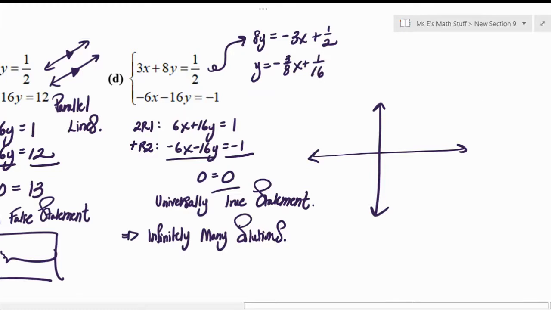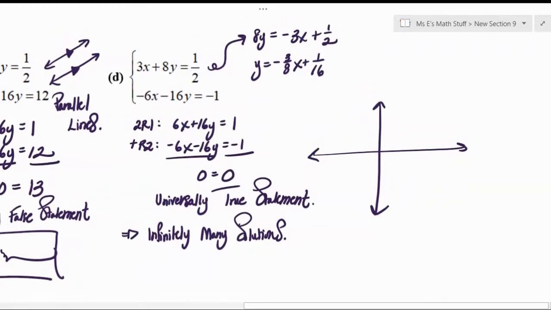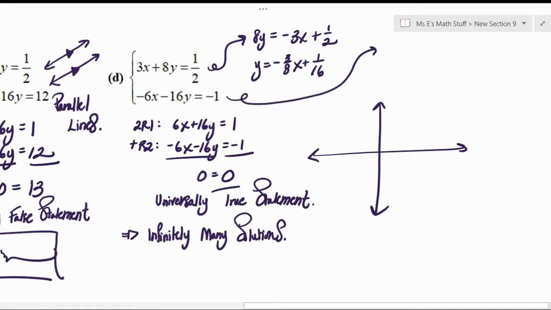There we go. So this is the equation of the line graph that you were given. And I want you to notice that if you were to do the same thing with row 2, just isolating y, and then divide both sides by -16, notice you get the exact same equation. And that's why we got this universally true statement, and that's why we're saying that there are infinitely many solutions.